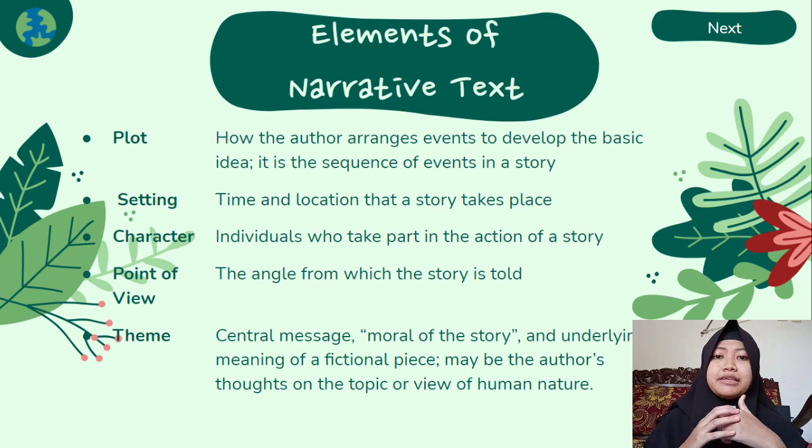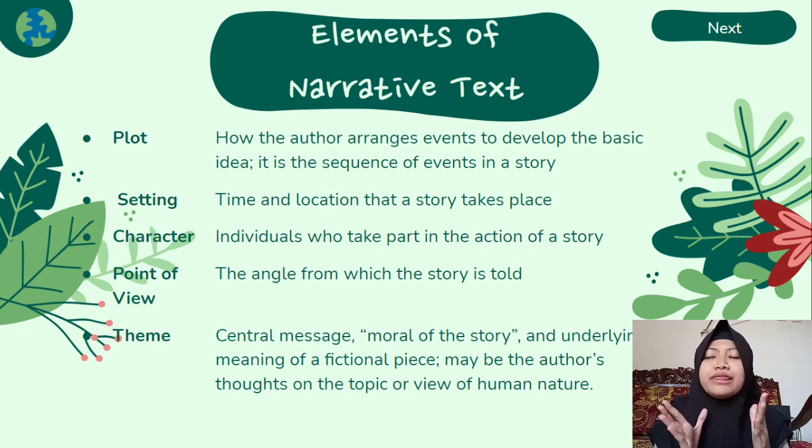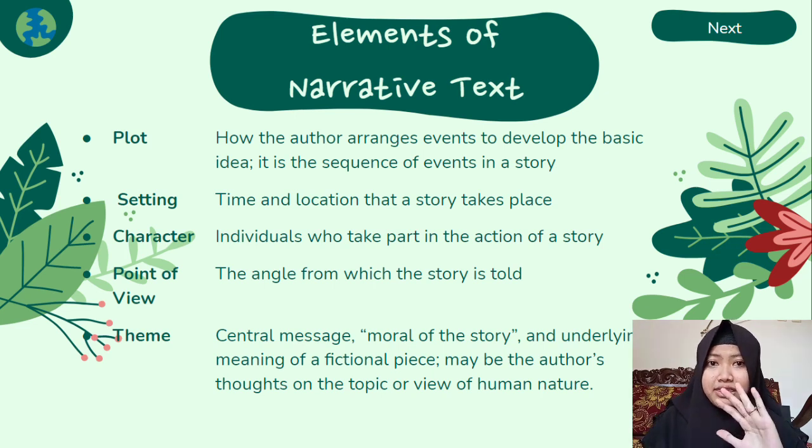Okay, the third person limited, it views all actions through the eyes of a single character, so we as readers only see what the narrator sees. Meanwhile, in the third person omniscience, it is godlike, so the narrator knows and sees everything and can move from one character's mind to another. That's the difference, okay?